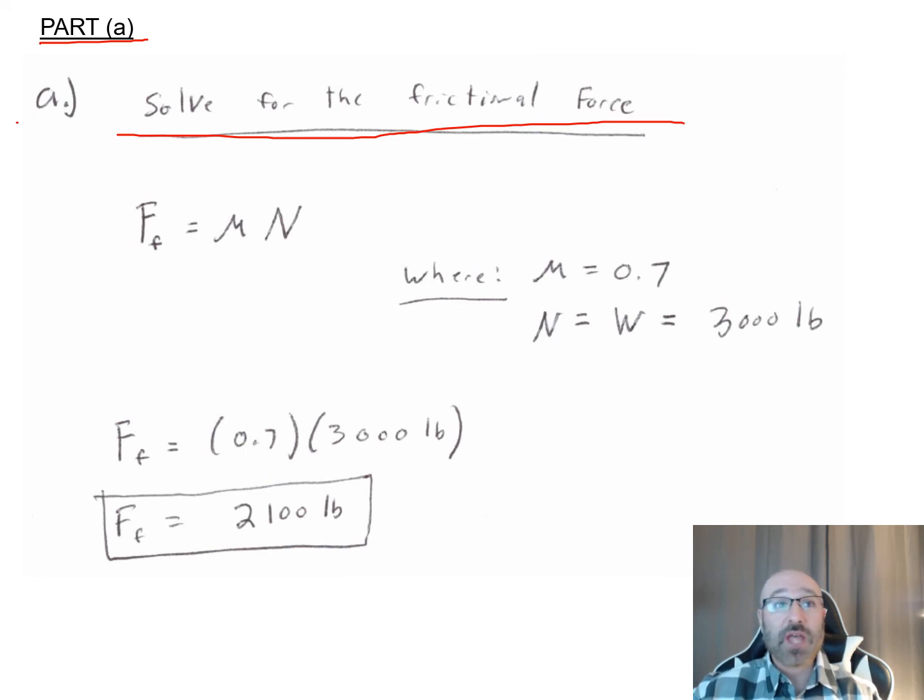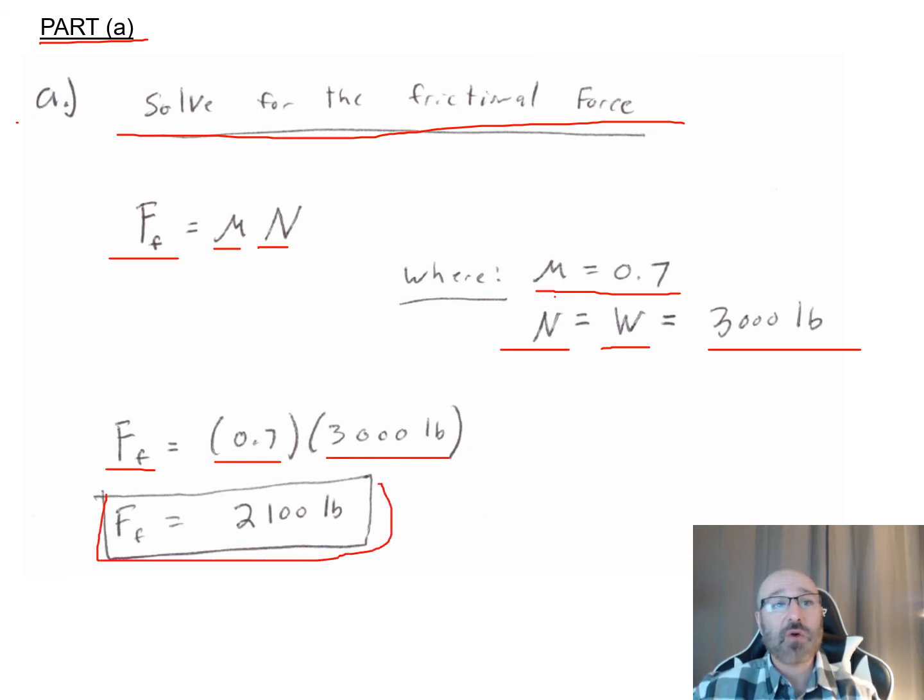So our frictional force, F sub F, is equal to mu times N, where mu is given to us as 0.7. Our N is our normal force, which we can find from our free body diagram, which is equal to our weight force, which is equal to 3,000 pounds. When we plug in for our mu of 0.7 and our N of 3,000 pounds, our frictional force we find to be 2,100 pounds. So that is part A.